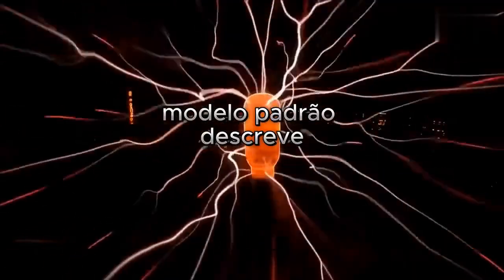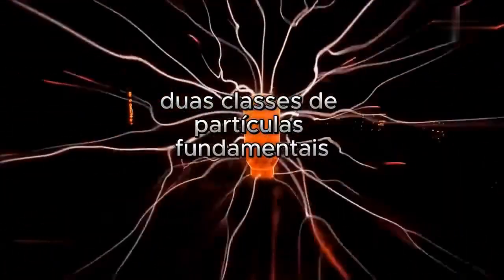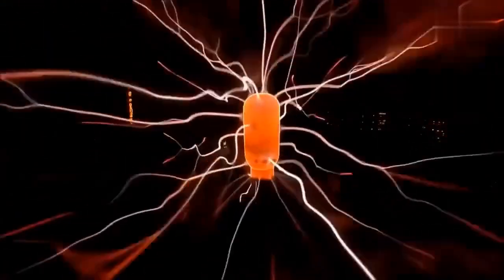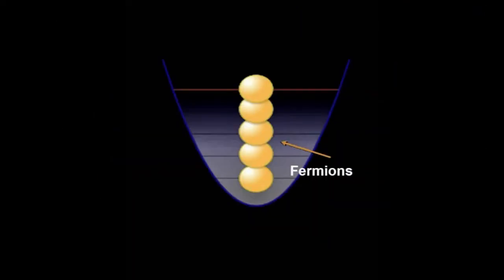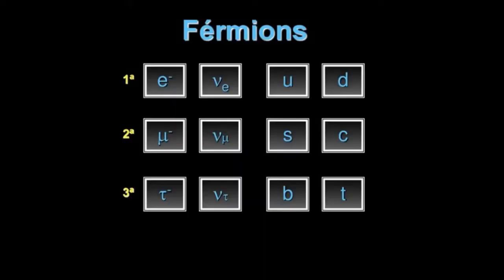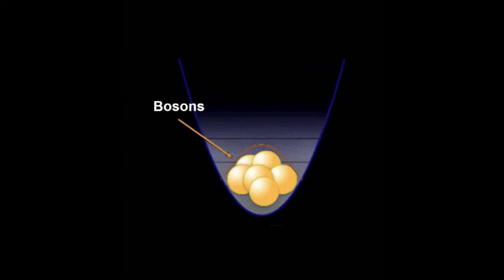The Standard Model describes two classes of fundamental particles, fermions and bosons. Fermions are the particles that make up matter. That is, they obey the Pauli principle, and bosons do not obey the Pauli principle. That is, they are particles that transmit forces.